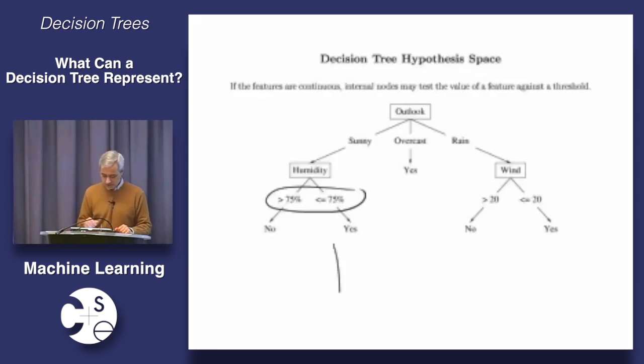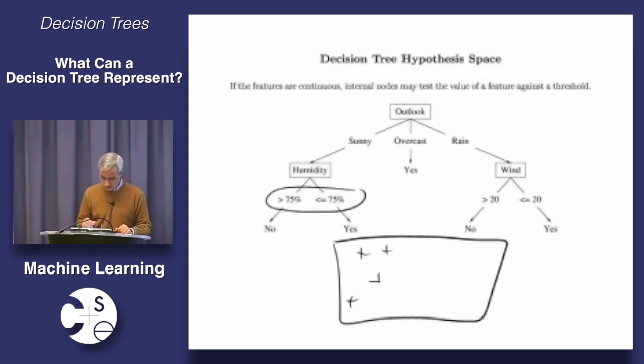Here's a little diagram. Let's suppose that my positive examples are like this. Here's a bunch of positive examples, and here's a bunch of negative examples. Can you learn this with a decision tree, the way I just described? Yes or no? Yes, because?